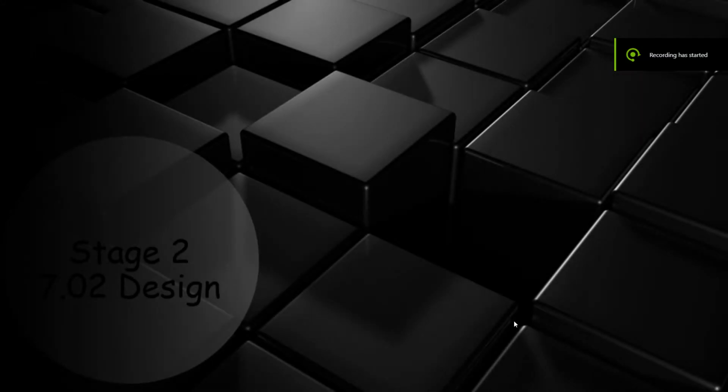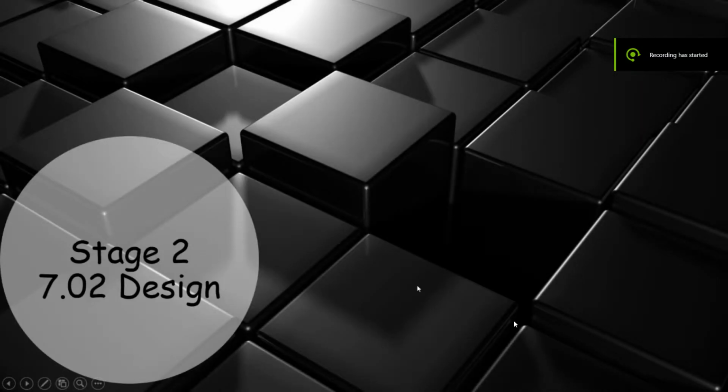Last class we did not finish this design stage, and today we're going to finish the design stage and move on to the development stage.